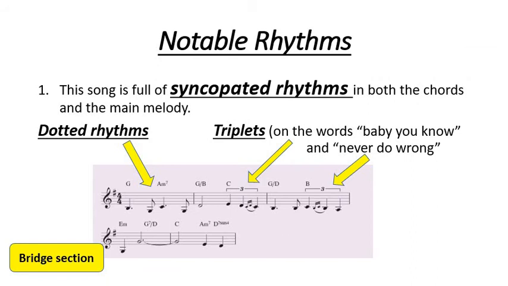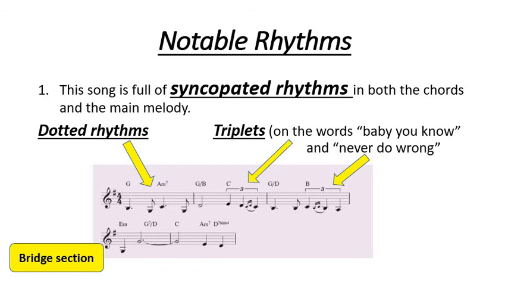Okay, notable rhythms. This song is full of syncopated rhythms. If you're not sure what syncopation means, can you look that up now, please? So syncopation is used in both the chords played by the band and in the main melody. Now, two more notable rhythmic techniques that are used, particularly in this bridge section: dotted rhythms, which you can see here in this arrow, and then triplets on the word baby, you know, you never do wrong. You can identify triplets because they've always got a little 3 next to them.